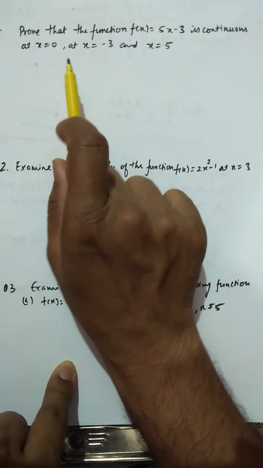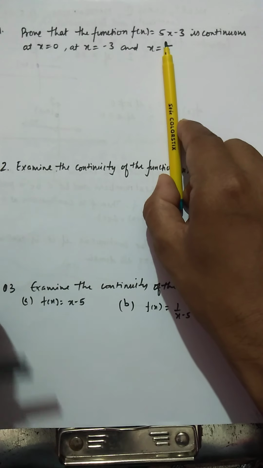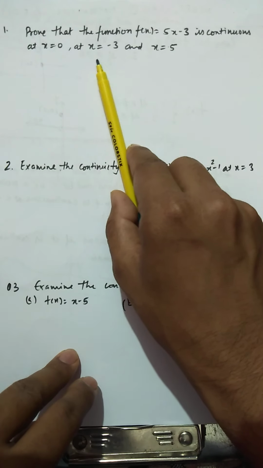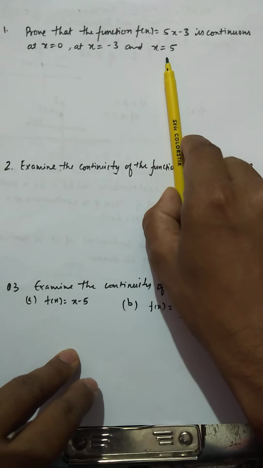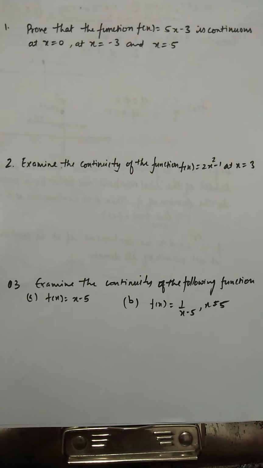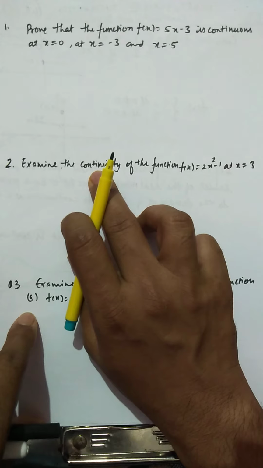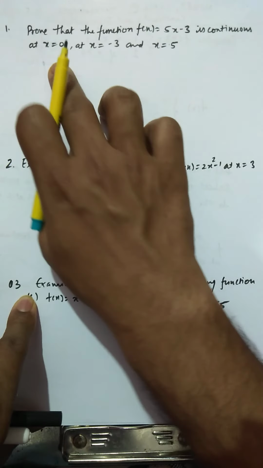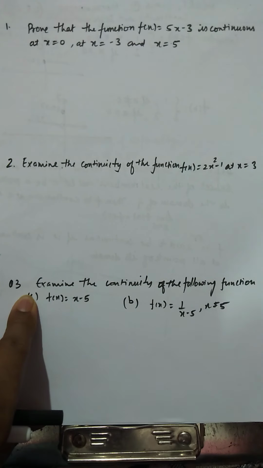Prove that the function f(x) = 5x − 3 is continuous at x = 0, at x = −3, and at x = 5. They are asking us to check whether the given function is continuous at these three points. So we are now dealing with definition 1, which talks about the continuity of a function at a point. You can also do it for 5; I am just going to do it for x = 0 and x = −3.